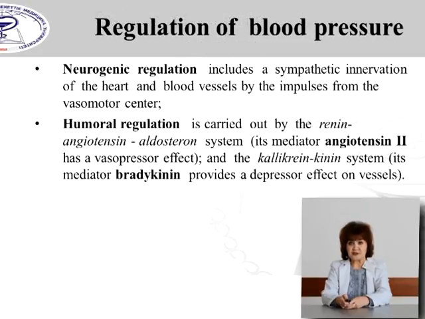Regulation of blood pressure. Neurogenic regulation includes a sympathetic innervation of the heart and blood vessels by the impulses from the vasomotor center. Humoral regulation is carried out by the renin-angiotensin-aldosterone system. Its mediator angiotensin II has a vasopressor effect, and the kallikrein-kinin system. Its mediator bradykinin provides a depressor effect on vessels.